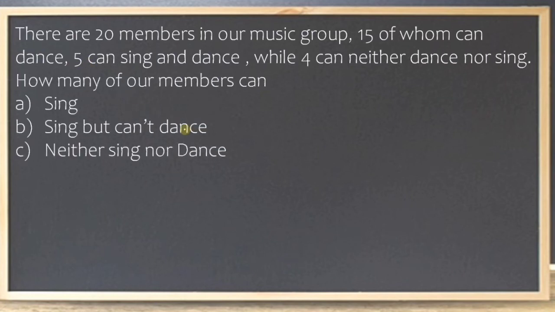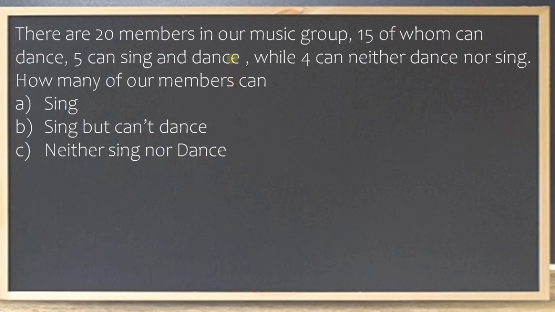There are 20 members in our music group, 15 of whom can dance, 5 can sing and dance, while 4 can neither dance nor sing. How many of our members can: A, sing; B, sing but can't dance; and C, neither sing nor dance?